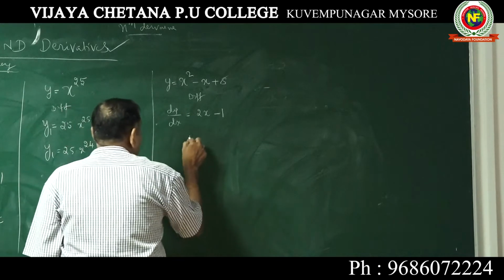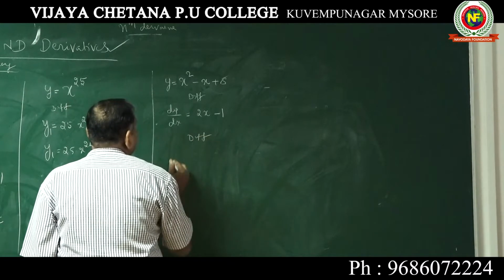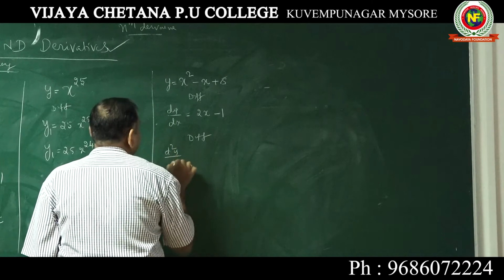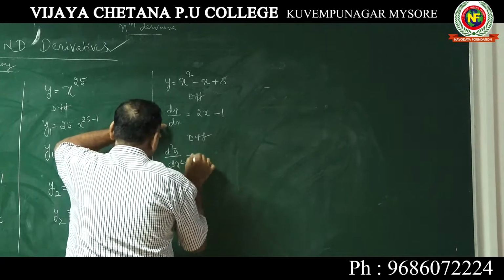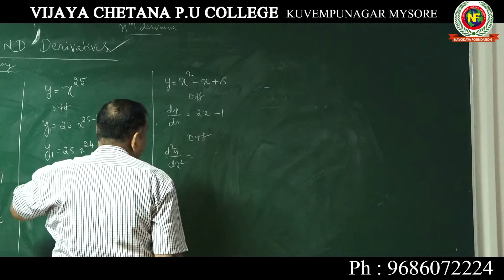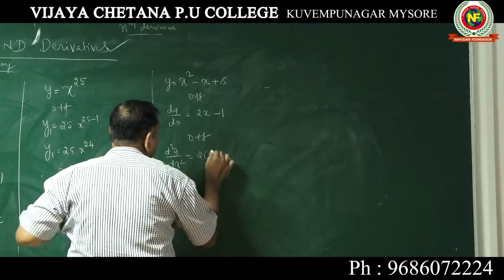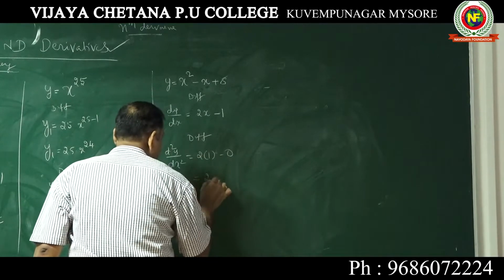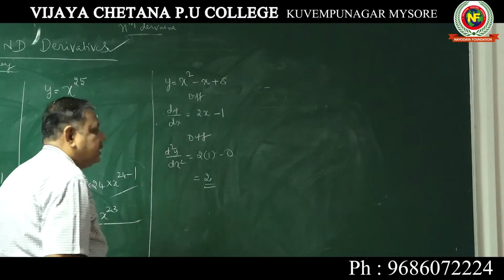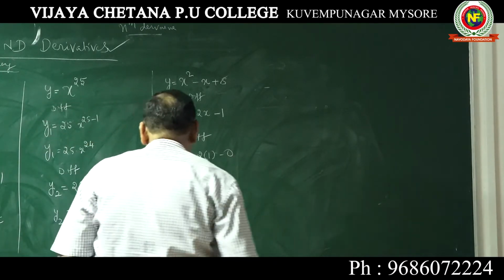Now again differentiate, it will be d square y over dx square. You should not write dy by dx again, write d square y over dx square, which is 2 into 1 minus 0. The final answer is 2. If you do this much, you will get 2 marks for this.